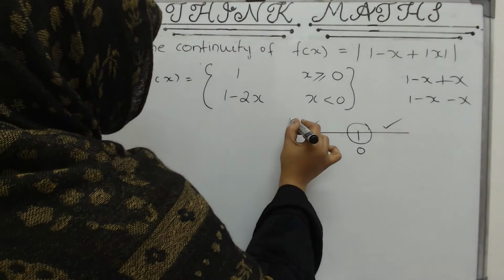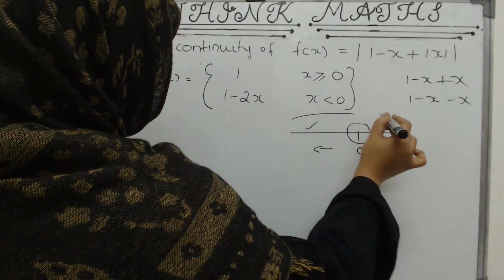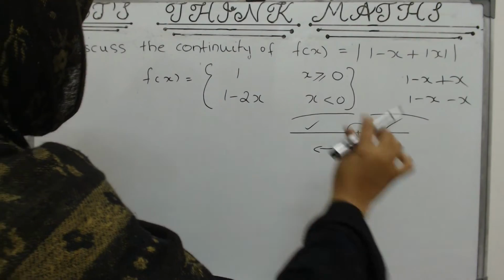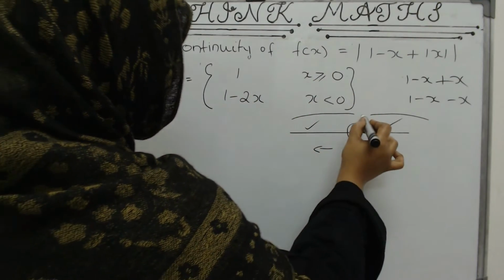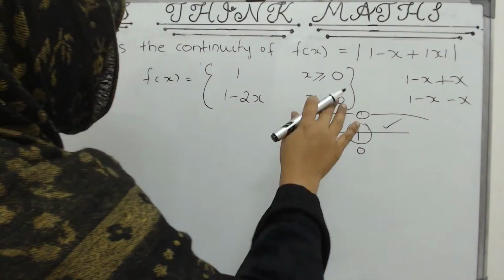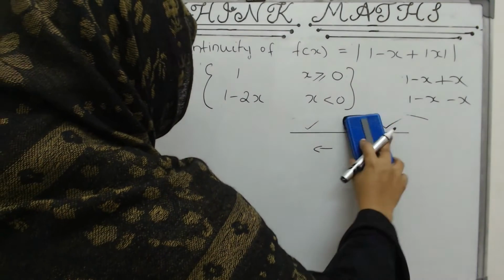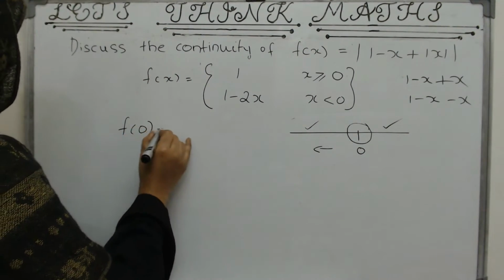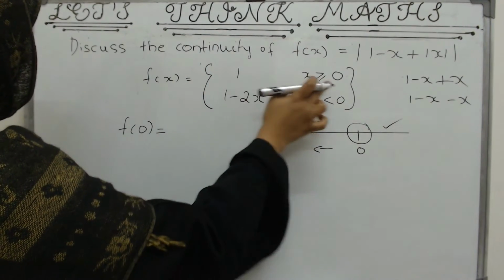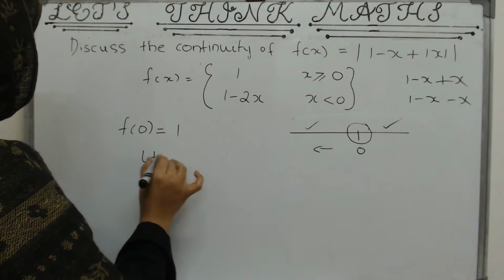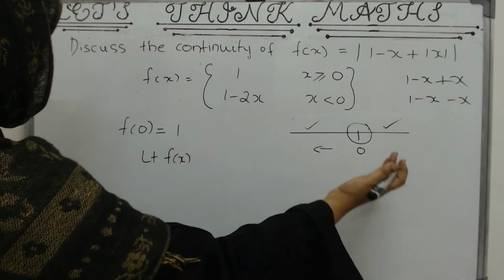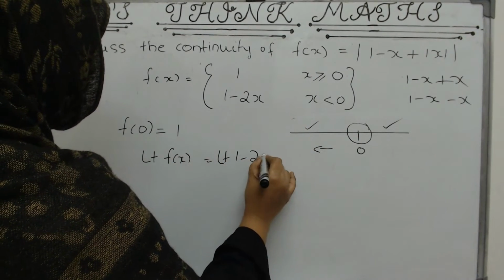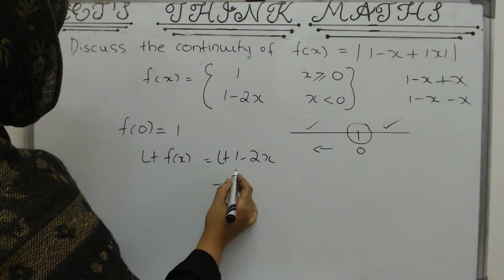If your function is say passing like this, before and after 0 it is continuous. We just want to make sure that at 0 it is not experiencing a break. That is all that is left to prove. So what do we do? Check the value at 0. It is 1. Check the value to the left of 0. Before 0 it is what? It is 1 minus 2x. Putting x equal to 0, it is what?